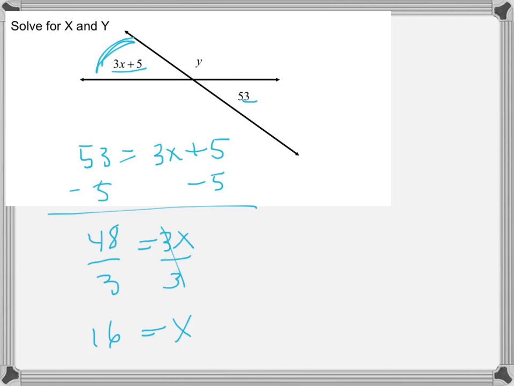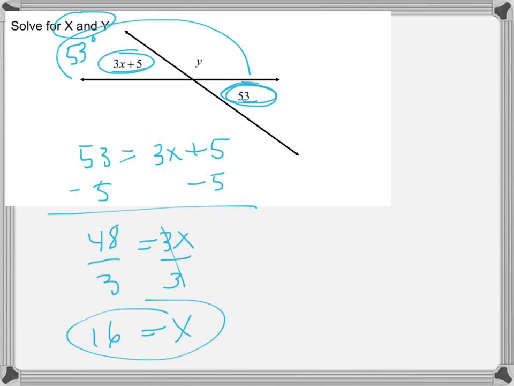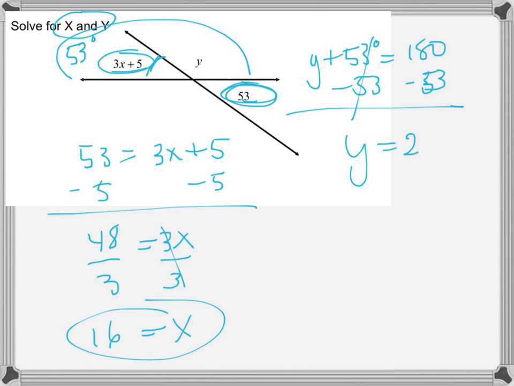Actually, I didn't even really need to do that because I worked more than I should have. If this one's 53, then we know this one's 53. And I guess I needed to solve for x and y, so I did have to solve for x. But if this whole thing is 53, that means that y plus 53 degrees must be equal to 180. y must be equal to 127 degrees. Okay, so these are my two answers for this one.